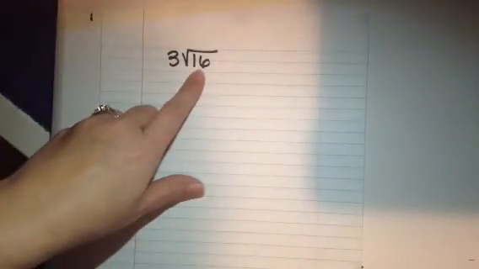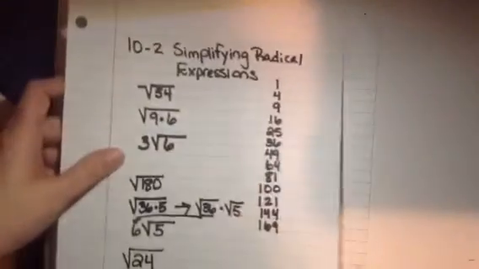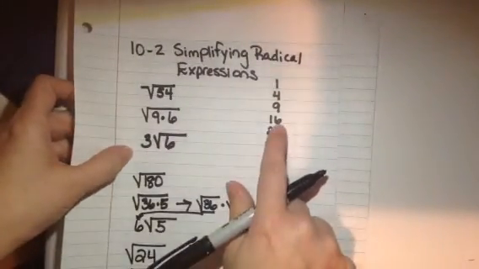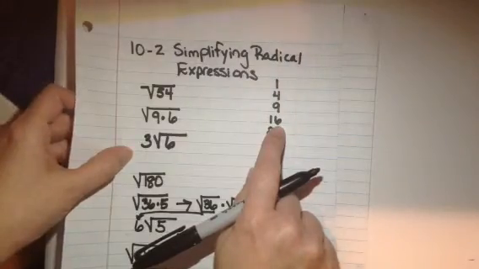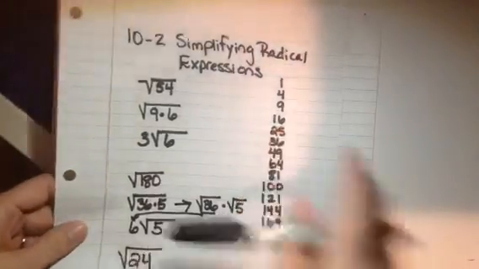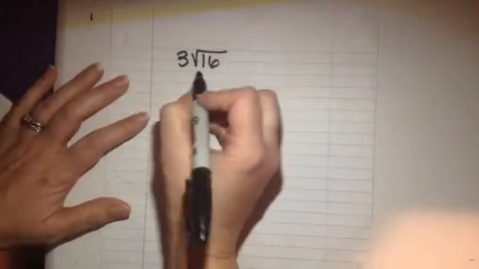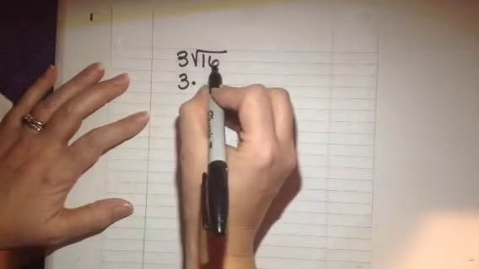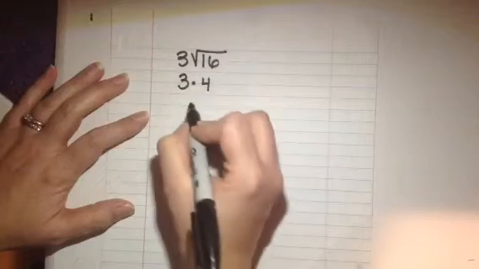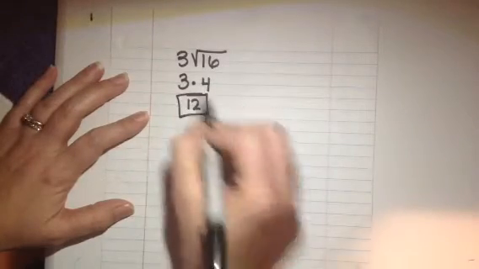So let's take 3 square root of 16. Now, square root of 16 is on that perfect squares list. If we look back at our list, yep, I don't need to break it down. I could if I wanted to, but I don't need to because I know the square root of 16. It is 4, so this means 3 times the square root of 16, which is 4, which would be 12.